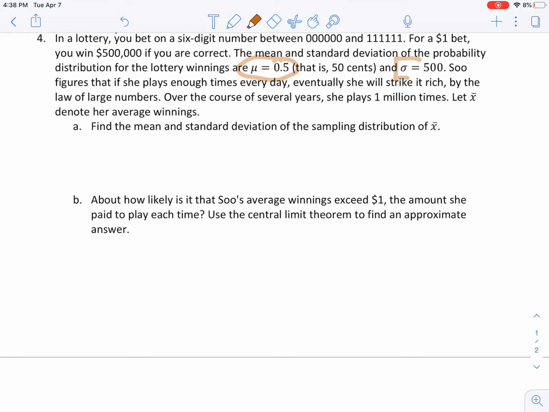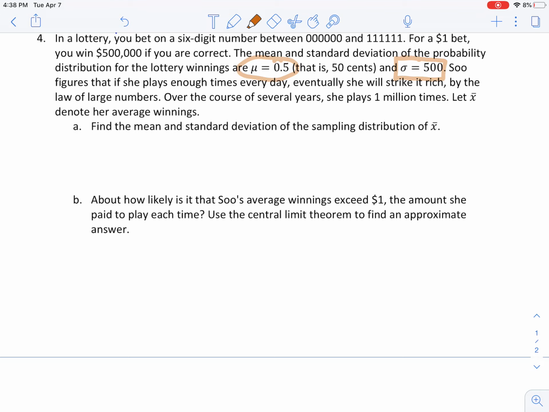The mean and the standard deviation of the probability distribution for the lottery winnings are, okay, they're going to give us this: 0.5, that is 50 cents, and the standard deviation of 500.